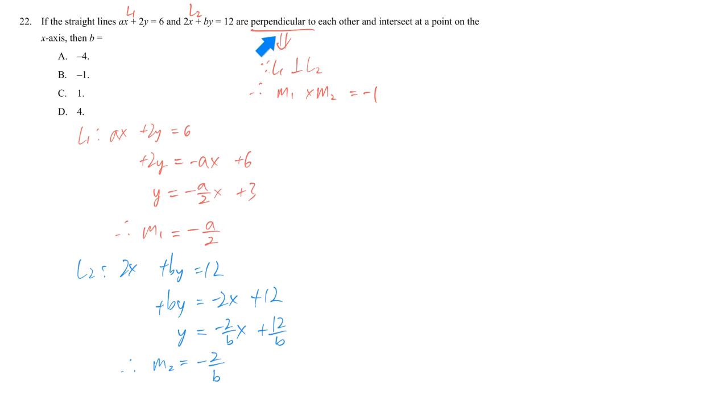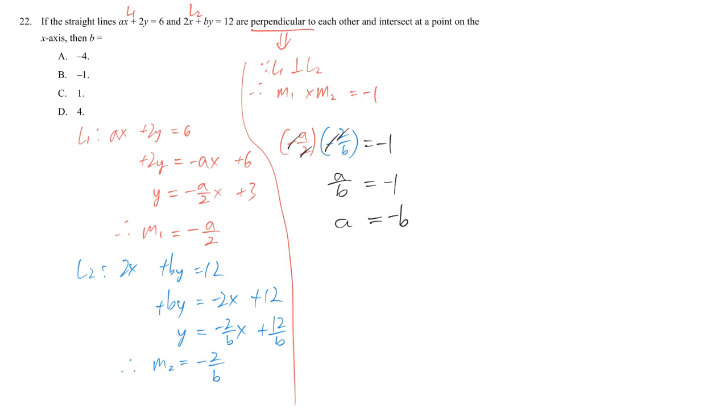Now we are going to use the perpendicular relation to evaluate this finding. Multiply them, we will get -1, so we try to simplify it. 2 is similar with 2, negative times negative gives you positive, so a/b is equal to -1. a is equal to -b. We have the relation between a and b.